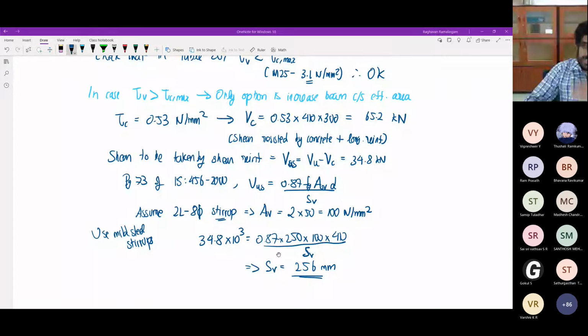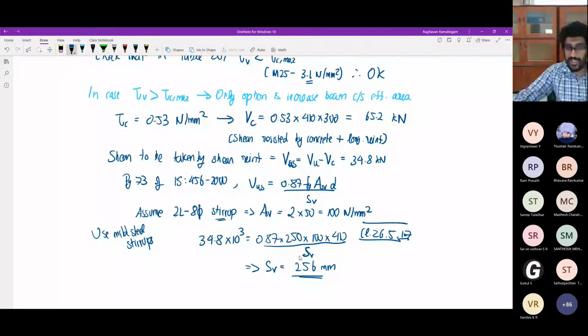So we can provide the same, like 8 mm mild steel stirrups at... we'll make it the same. You can keep it 250, you can keep it 220, you can keep it 200. Okay, it's up to you. Your decision. You can give any of these ranges, which is spacing lesser than 250.